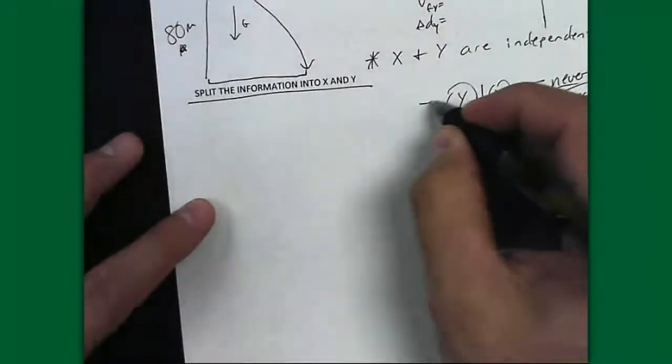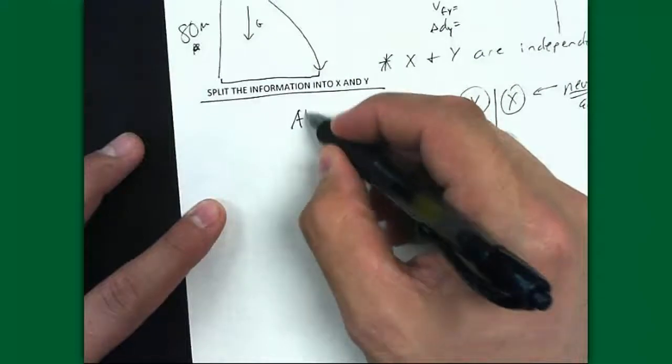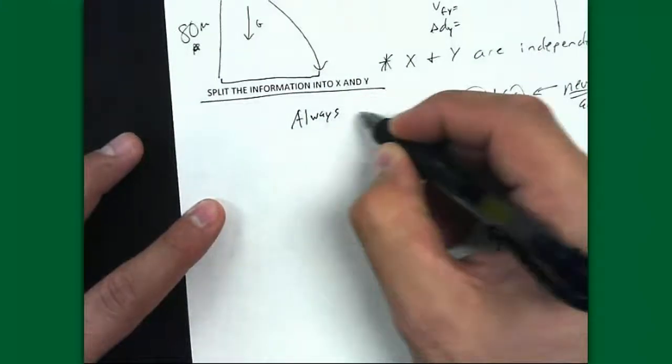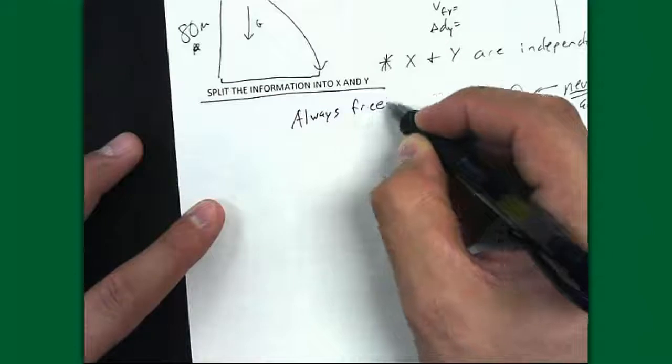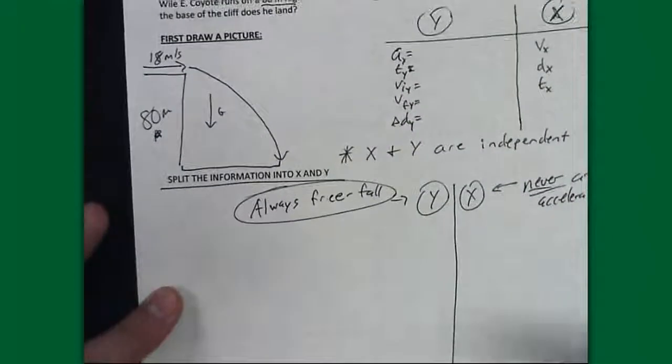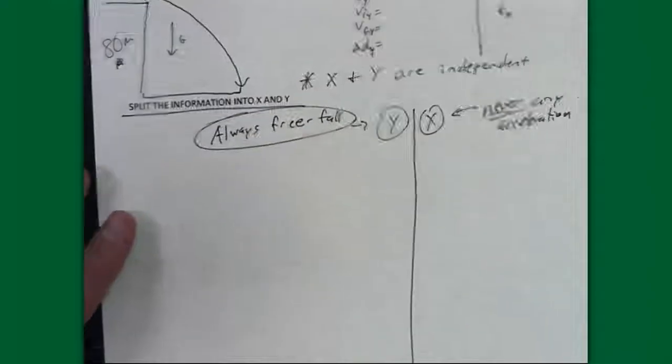And in the y direction, y is always a free fall problem. Y direction is always a free fall problem because of gravity. Gravity is causing it to accelerate. Okay?